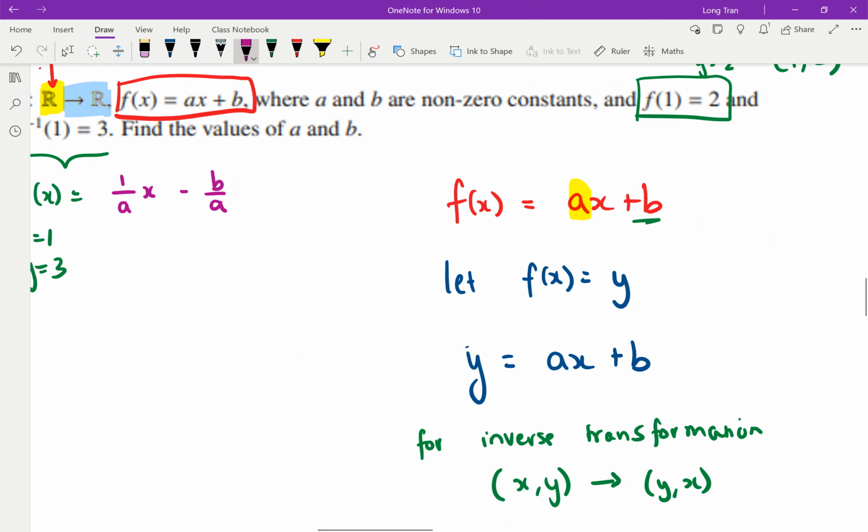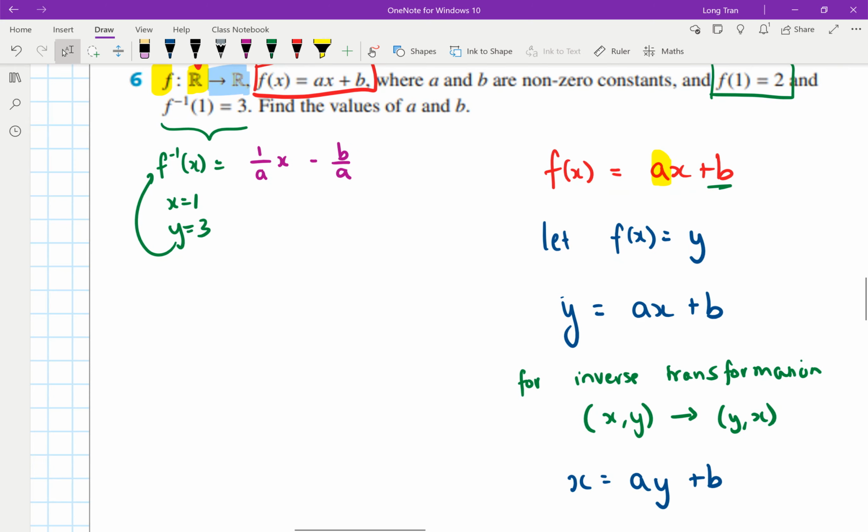Now let's substitute them. Equation 1 says that with the inverse, when x equals 1, the y value should equal 3. So this is for the inverse function. The inverse of 1 should equal 3. So f inverse of 1 means you're going to sub 1 in. So it's 1 over a times 1 minus b over a is equal to 3. Can you see what I've done there?